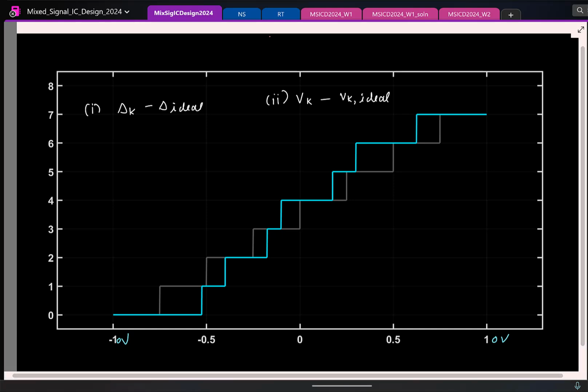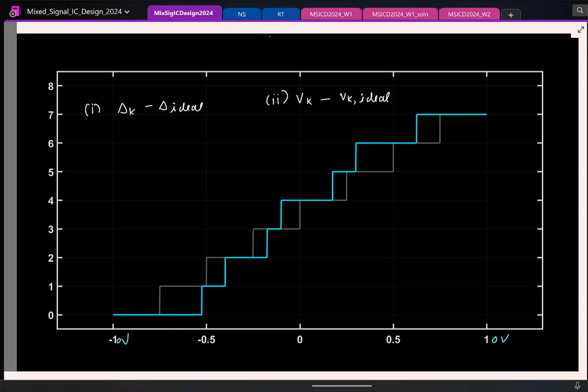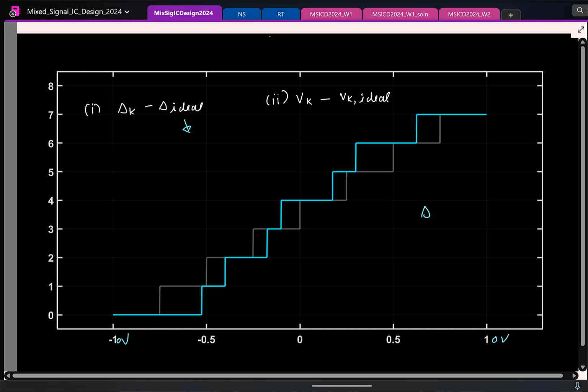When I initially operated with -1 to 1, I had some deviation. Now let us say it's the same quantizer, I am just changing the range to -10 to +10. Then what can you say about these deviations? Will it be the same or will it change? The ideal value should be the same, but your delta was defined as the total range. So this will definitely increase or decrease?